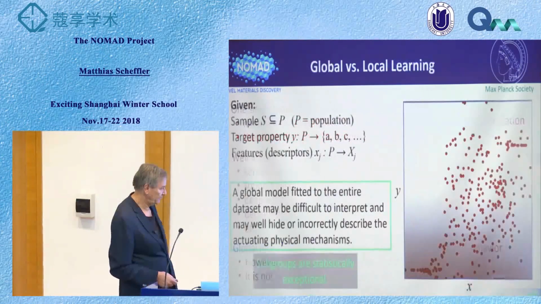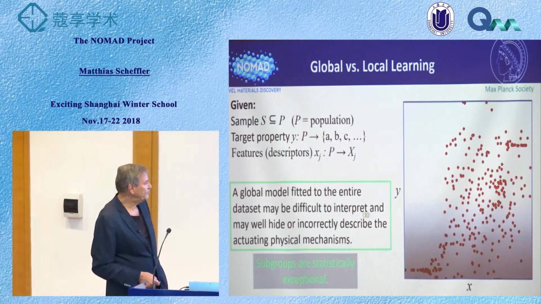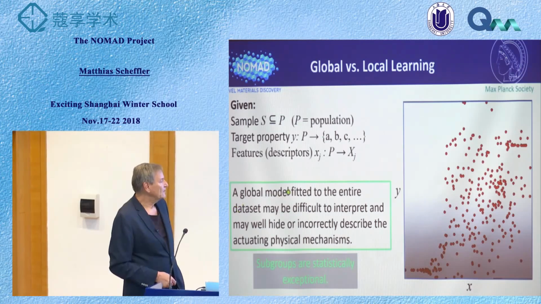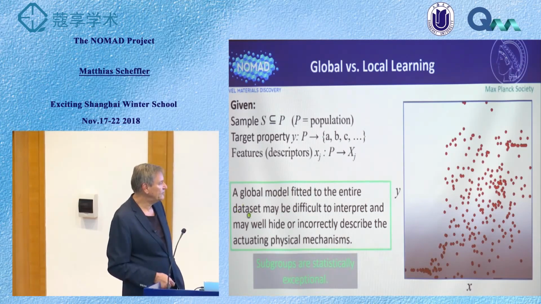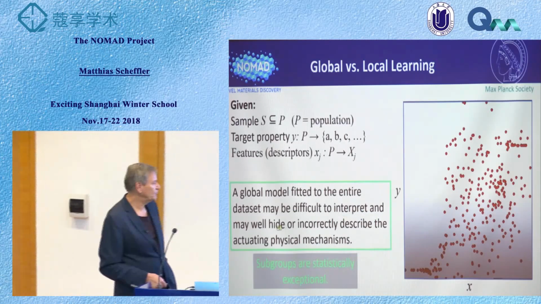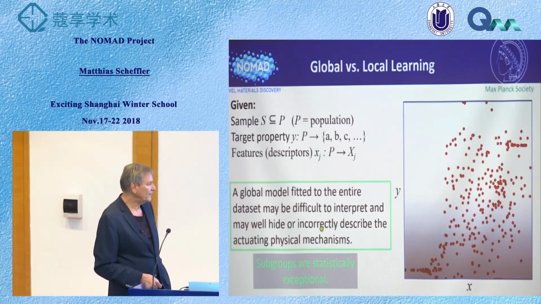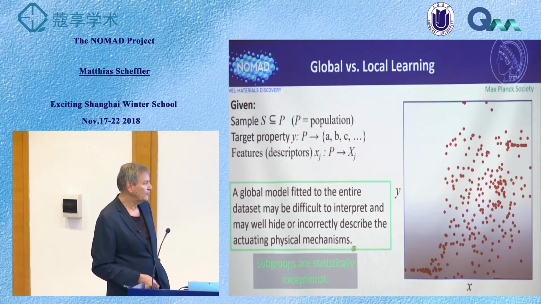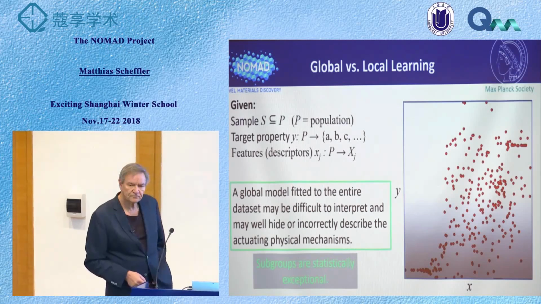and it's not really what we typically need in material science. So coming back to this example here, global models, as you have seen before, fitted to the entire data set may be difficult to interpret. That may well hide or in fact incorrectly describe the true physics which is behind that.